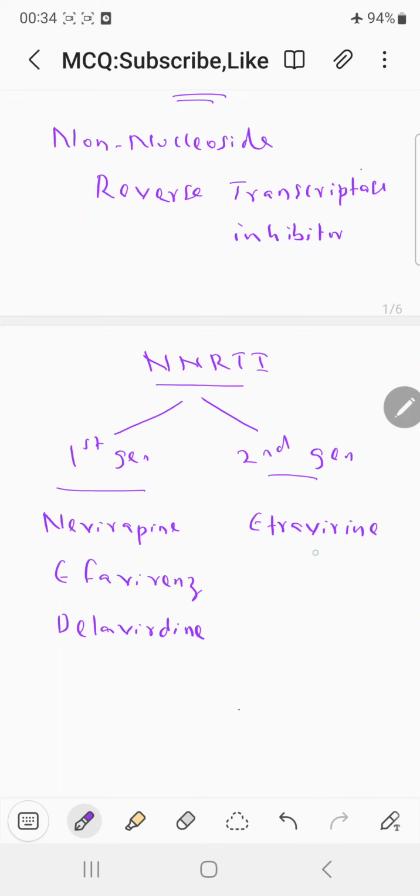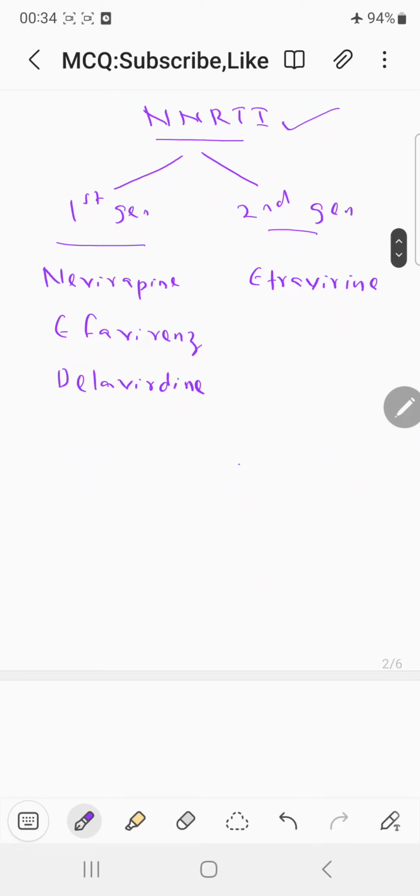Also other drugs are there, rilpivirine. I have explained it in that previous video. So these are the four important drugs which belong to the NNRTI category. Now you can remember this mnemonic NEED, N-E-E-D, where N stands for nevirapine, E stands for efavirenz, the second E stands for etravirin, D stands for dilavirdin. So all of these are the four important NNRTI drugs.